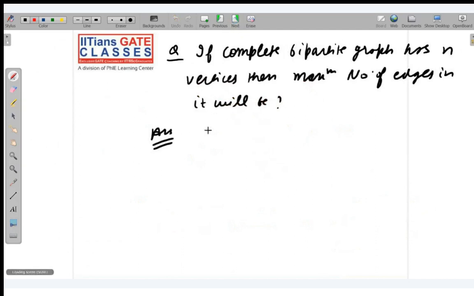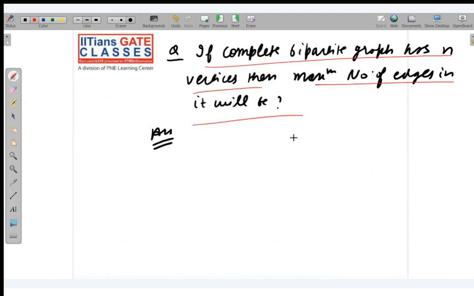Okay, next. If a complete bipartite graph is having n vertices, then the maximum number of edges in it will be? Now they have not divided it into two sets. They are simply saying the complete bipartite graph has n vertices in total, and they are asking for the maximum number of edges. So for example, if you take n is equal to 6, they have not bifurcated. Are you getting it?